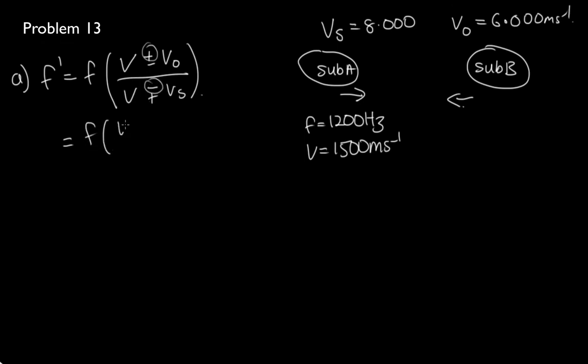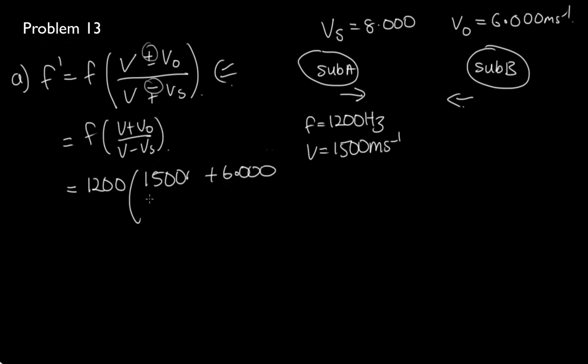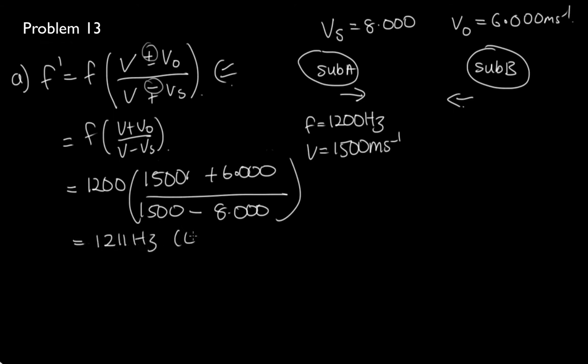So we've got f (v + vo) over (v − vs). Okay, so now we can substitute into this equation. The frequency of the source is 1200, the velocity of sound in water is 1500, the velocity of the observer is 6, over 1500 minus the velocity of the source, which is 8, and then solving that on the calculator we get 1211 Hertz, and that's to 4 significant figures, as everything's given to 4 significant figures.